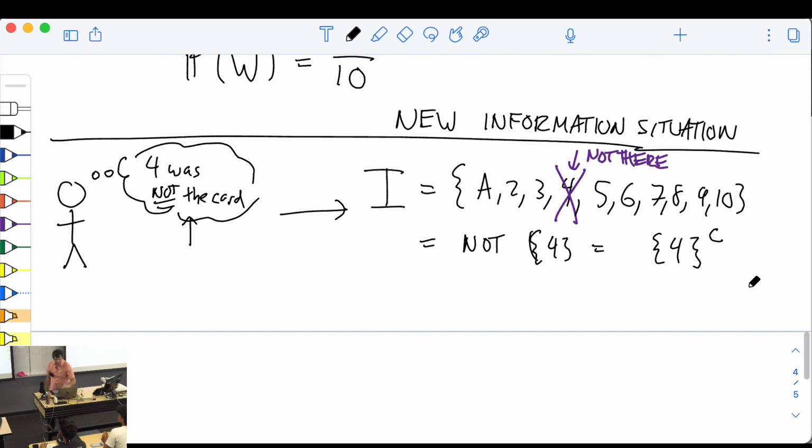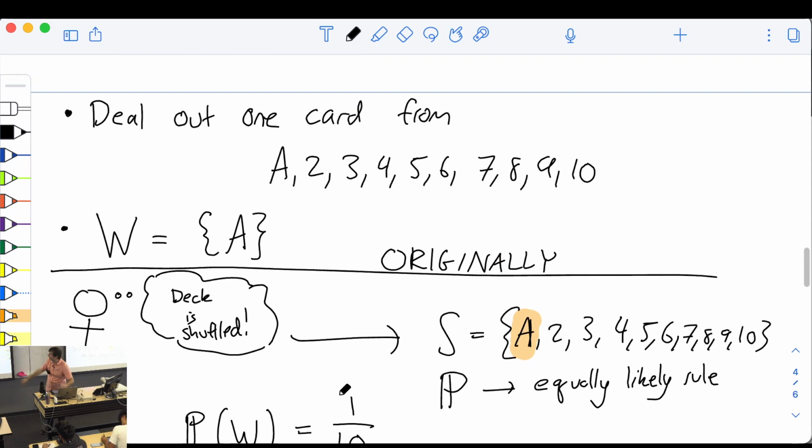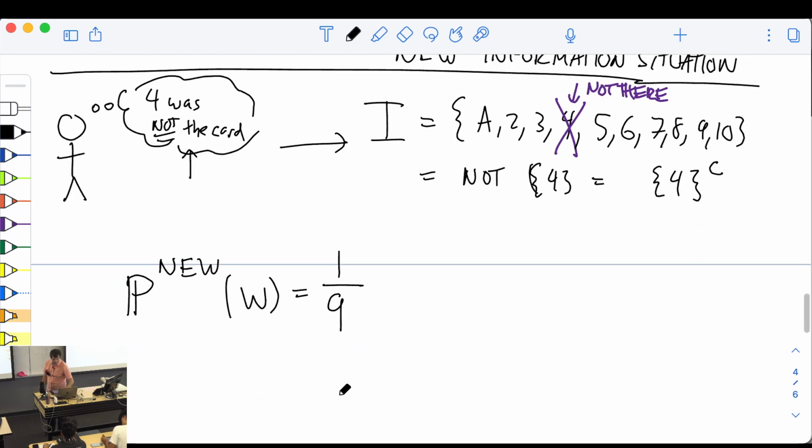And again, you could now write something like the new probability. So you could say probability new of W is now 1 over 9, where new probability means I'm thinking now of these 9 elements as my new state space. Out of all the possibilities, there's 9 equally likely outcomes now. And I can say the new probability with my new information of the same event as before, that it's an ace, that is 1 over 9. This gets very confusing very quickly.